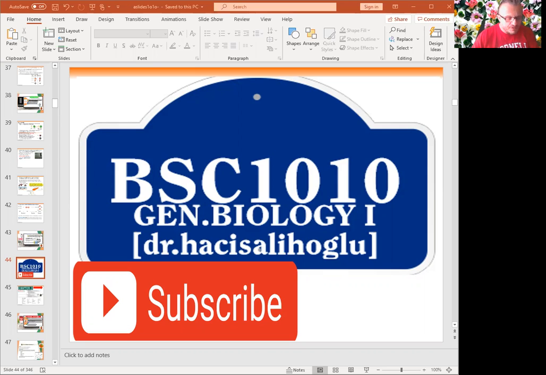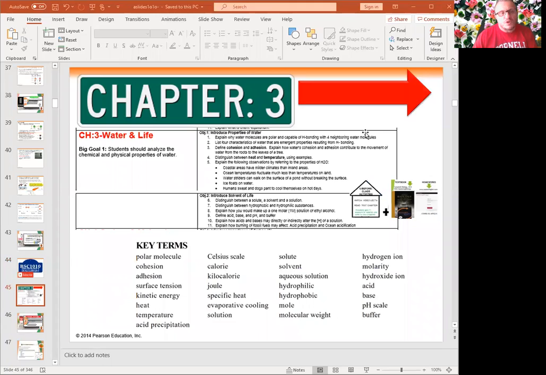Today I'm going to cover chapter 3, water and life. Polar covalent bonds in water molecules result in hydrogen bonding. Four emergent properties of water contribute to Earth's suitability for life, and acidic and basic conditions affect living organisms. Our big goal is that students should analyze the chemical and physical properties of water in this chapter.